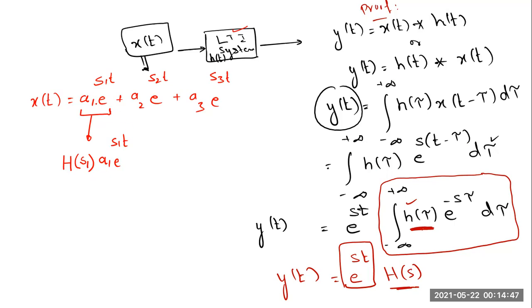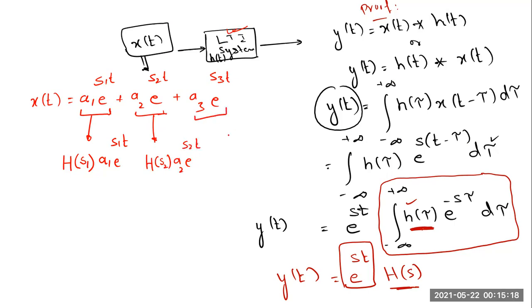Because this is the eigenfunction of the LTI system, we know that if an eigenfunction is given as input to the LTI system, the output is the same eigenfunction multiplied with the eigenvalue. Similarly, if we assume that only this signal component is applied to the LTI system, for this input, what will be the output? It will be H of s2 and then a2 e to power s2t.